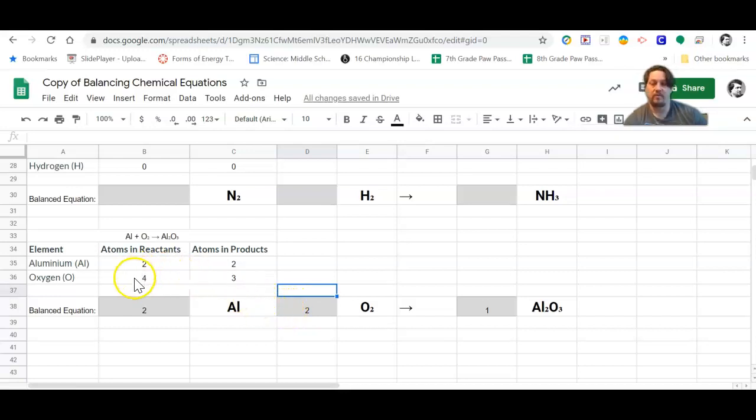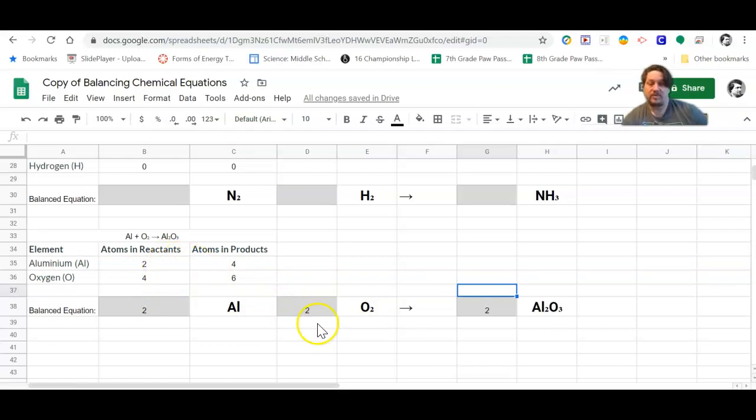Now we have 4 oxygen, 3 in the product. That doesn't work for us. So we have to add some more. Since we can only go up a number, we have to put a 2 out in front of this. Now we have 6. Well, that's a problem. 4 to 6, 2 to 4.